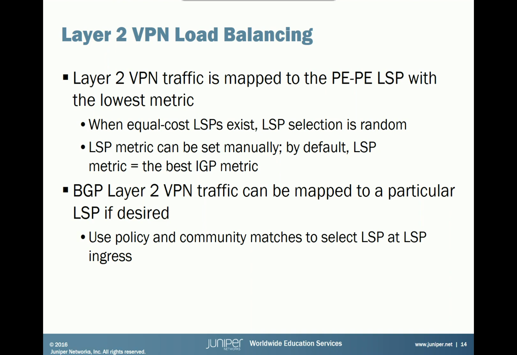If all of this doesn't suit you, you can actually use a policy to map BGP layer 3 VPN traffic on a particular LSP. This is extremely useful, especially if you want to transport something which is very time insensitive, like ATM cells, cell relay. That's very often used for this.